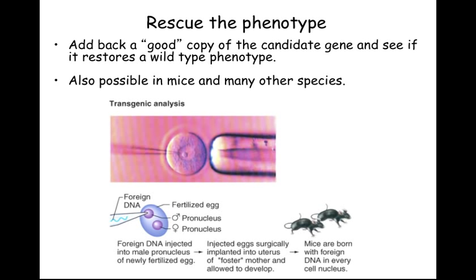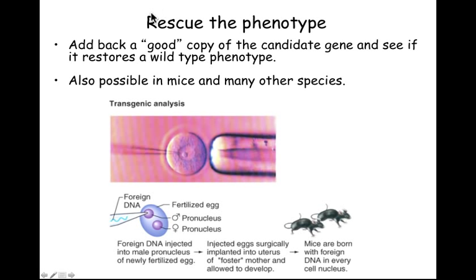The other way you can do this is to go just the opposite way around. So you can rescue the mutant phenotype, and this is usually done in mice as well. In many cases, we have models for many diseases in mice. So there are mice which get various types of cancers and diabetes and are overweight and have all sorts of different diseases. And if you think you've identified the gene that's responsible for that disease, then what you can do is transgenically put back in a good copy of that gene and see if it restores a wild-type phenotype.